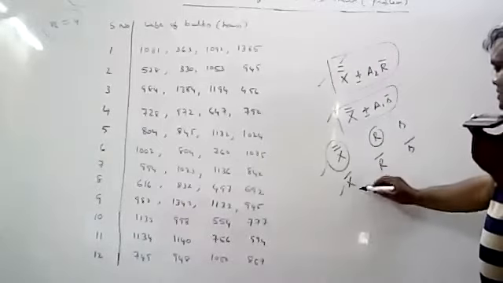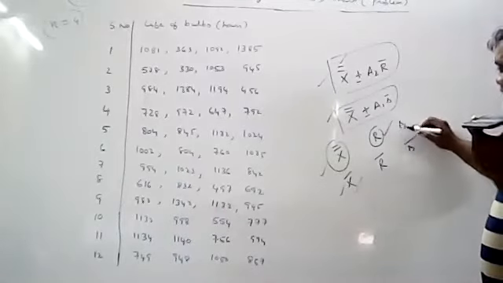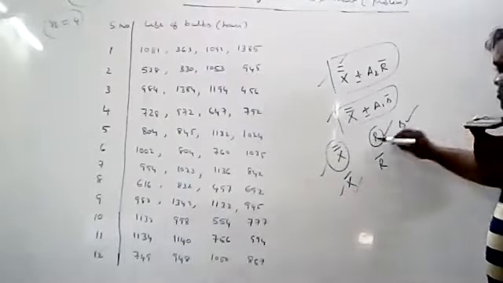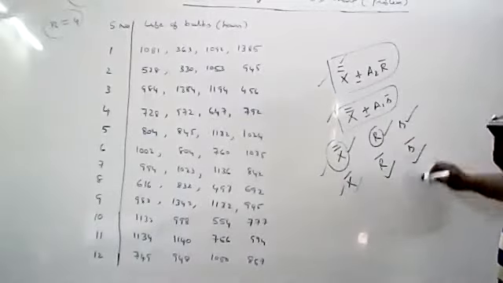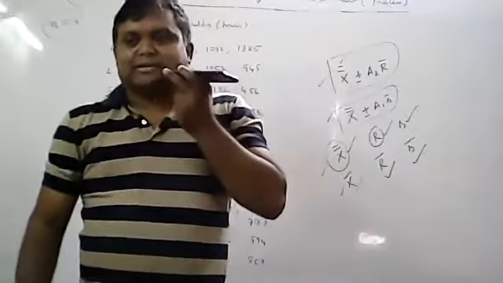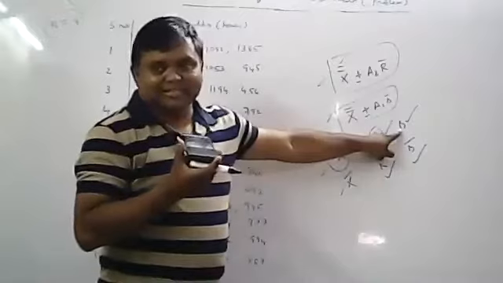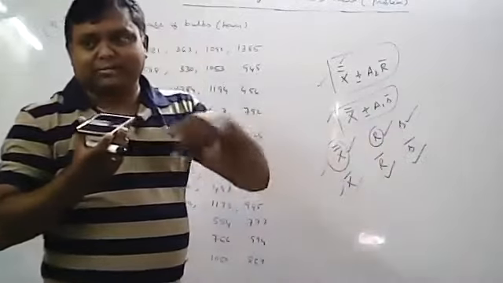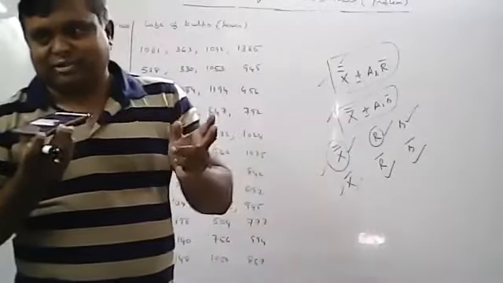So what are the calculations? X bar I will calculate first. Then I will calculate the range. Then I will calculate the sample standard deviation. After that I will calculate X double bar, then R bar, and after that S bar. So the first step is I will calculate means, ranges, and standard deviations. After that you can calculate the mean of means, mean of ranges, and mean of standard deviations. That is the calculation you require.